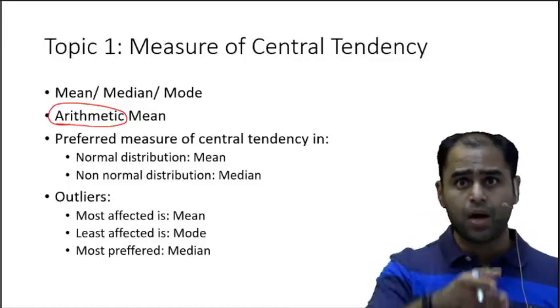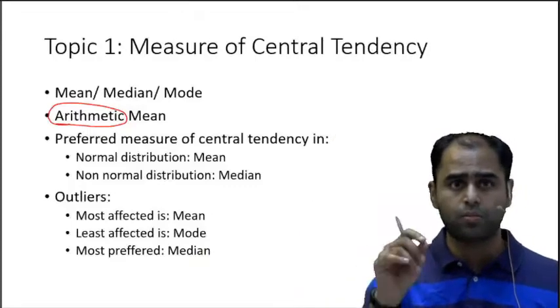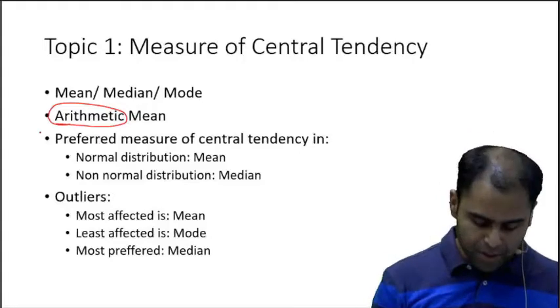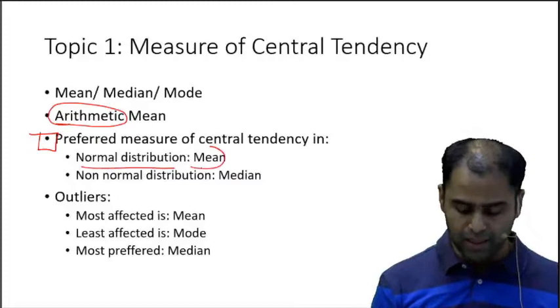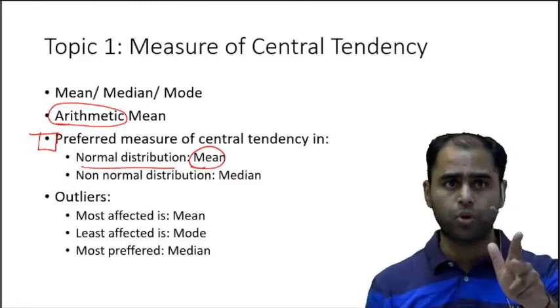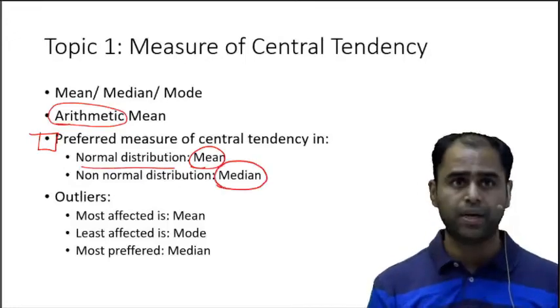Median: arrange in ascending to descending order. The middle value is the median. Mode: the most commonly occurring. Now, preferred measure of central tendency. If it is a normal distribution, we take the mean. Now, what is a normal distribution? Mean is equal to median is equal to mode. Now, if it is a non-normal distribution, we take the median.